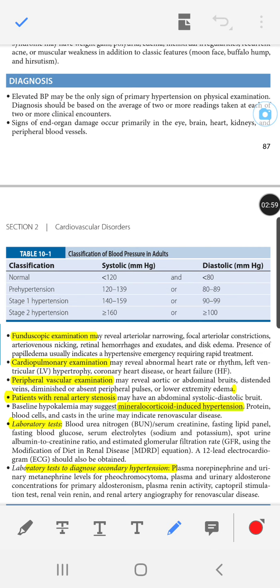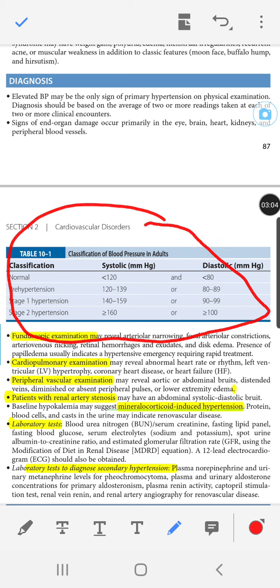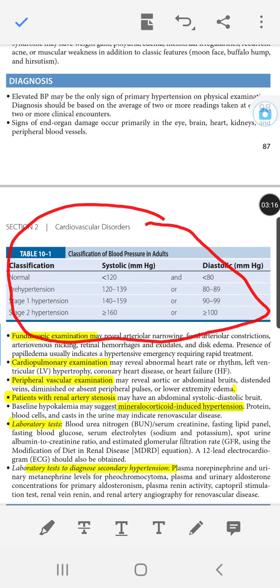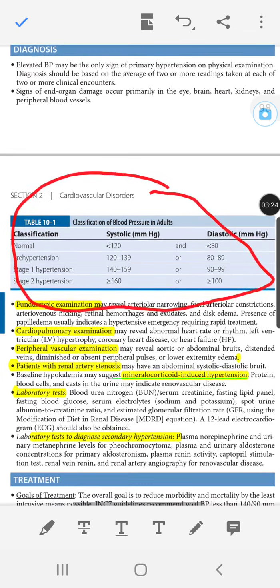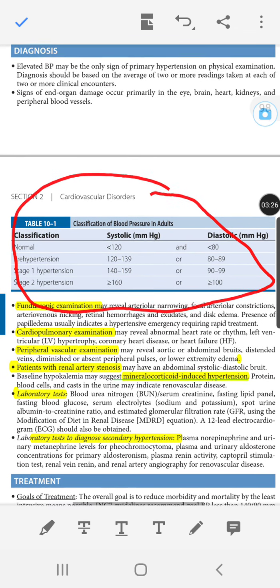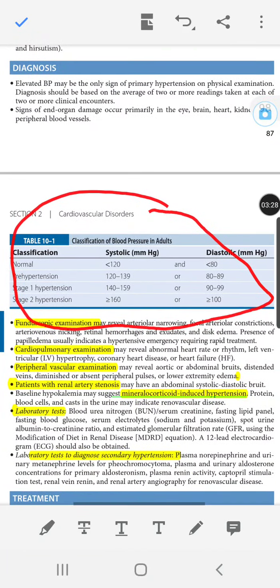So we can draw it here. These are the types of hypertension. Number 1 is normal, when the systolic and diastolic blood pressure will be less than 120 by 80. And the second one is prehypertension, when systolic is in the 120 to 139 range. It means when the blood pressure is 130 by 80, then it's prehypertension.